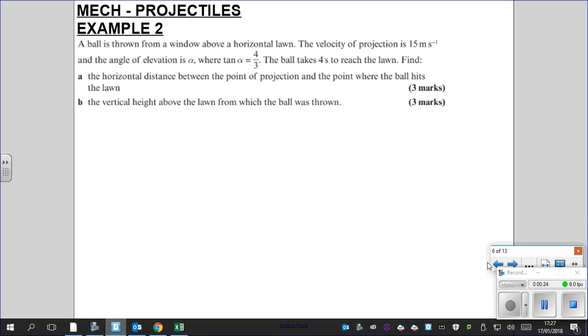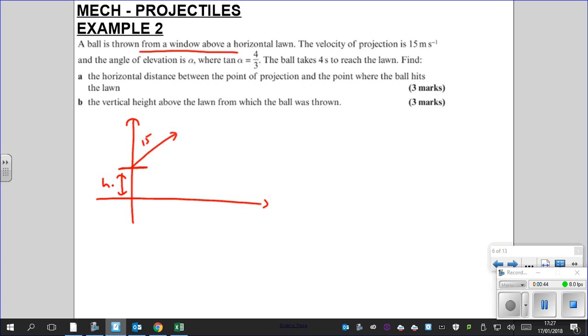It says a ball is thrown from a window above a horizontal lawn. So already it says from a window above, so already that makes me think that they're throwing it at some height, right? So we'll call that h. The velocity of the projection is 15 meters per second at an angle alpha. So 15, nice big arrow here, so you've got space to work with. And there's a horizontal and a vertical, and it's at an alpha, and it's going to come down and it's going to hit the ground, right?